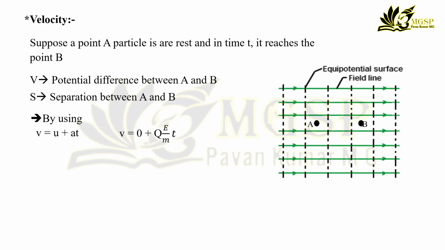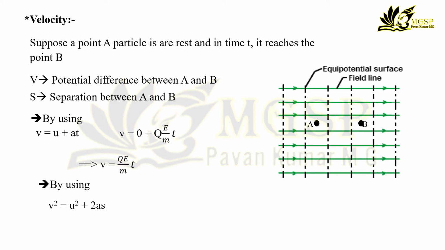you can write v is equal to u plus at. V is equal to 0 plus qE by m times t, by substituting acceleration from the previous one, as we found earlier. Next, v comes out to be v is equal to qEt by m.